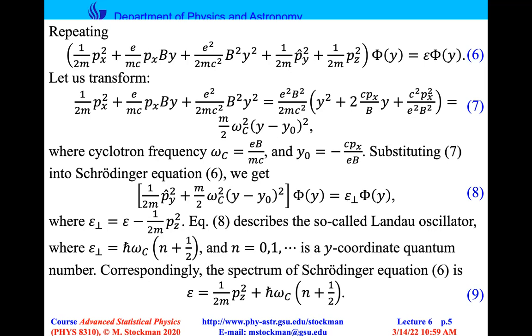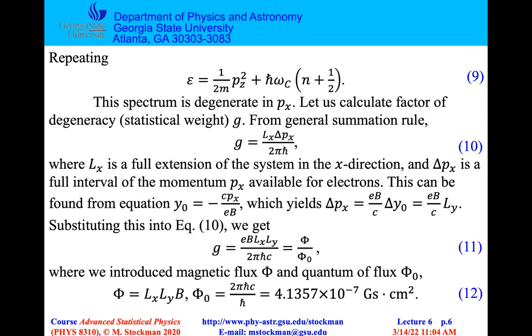Next slide. Here I'm repeating the last formula. It is the spectrum of the Landau oscillator. It is dependent on pz, as I mentioned already. It doesn't depend on px. It is degeneracy. Now let us calculate the factor of degeneracy, the statistical weight of the oscillator state, denoted as g.